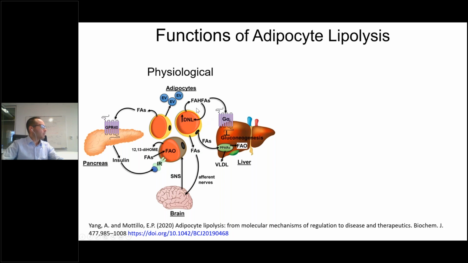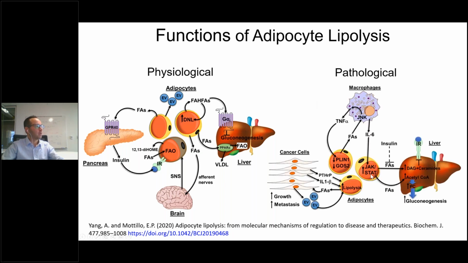However, lipolysis can also become dysregulated under various pathological conditions such as obesity and diabetes, where the excess release of fatty acids from fat cells can lead to the buildup of lipid intermediate products such as diacylglycerols and ceramides, which Greg touched upon, promoting this lipotoxicity in the liver, which has negative effects on insulin signaling, thereby promoting insulin resistance in the liver and increasing gluconeogenesis also in the liver.